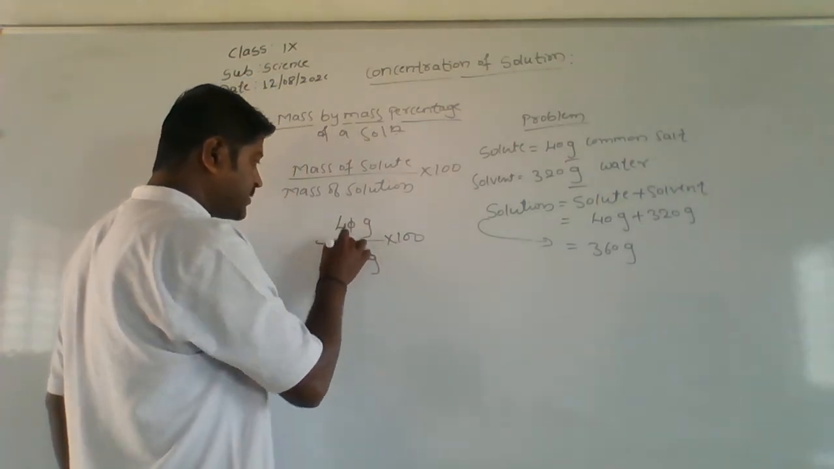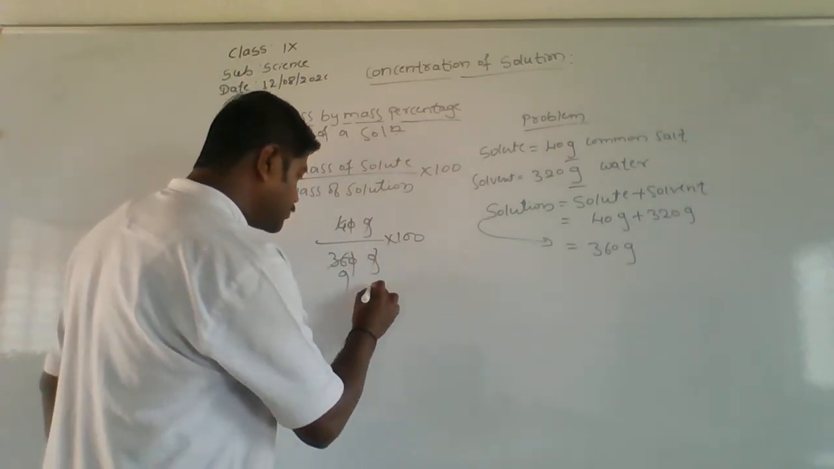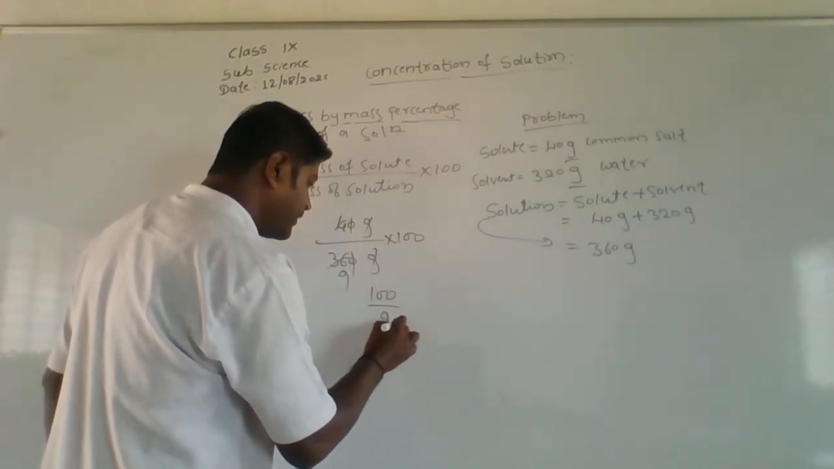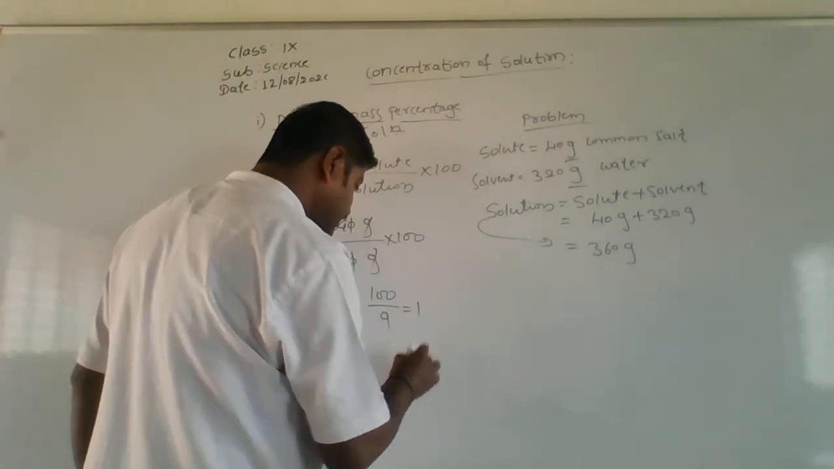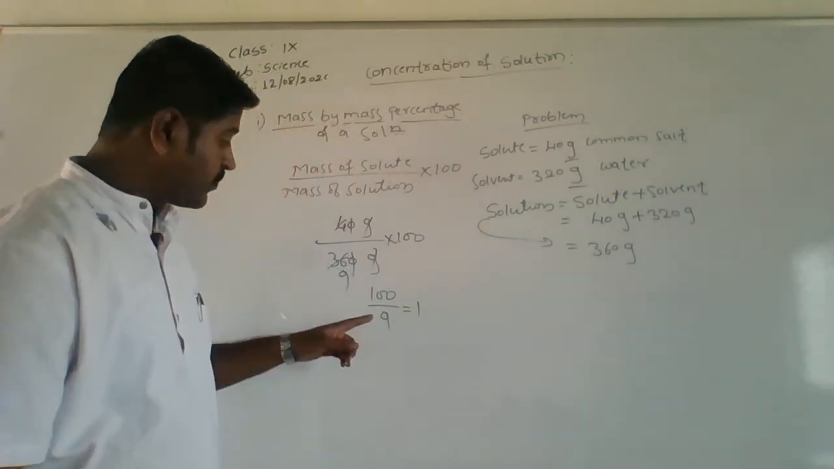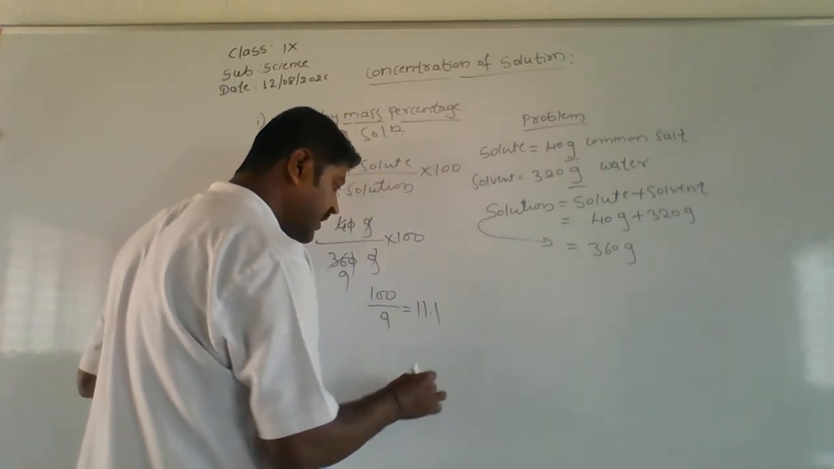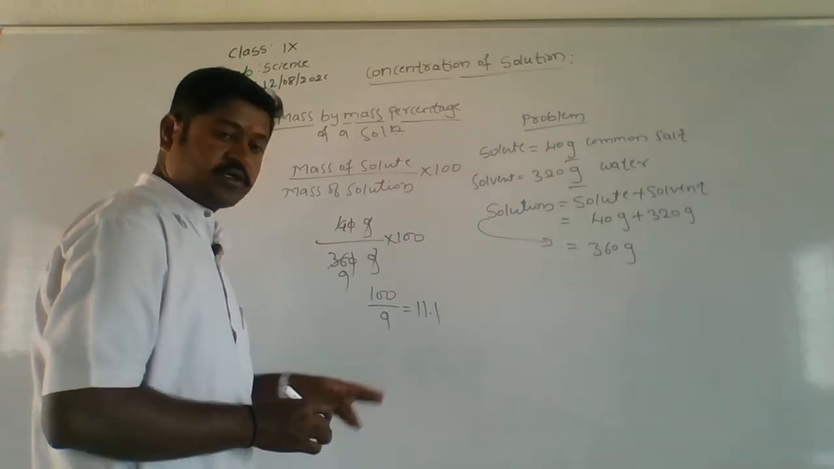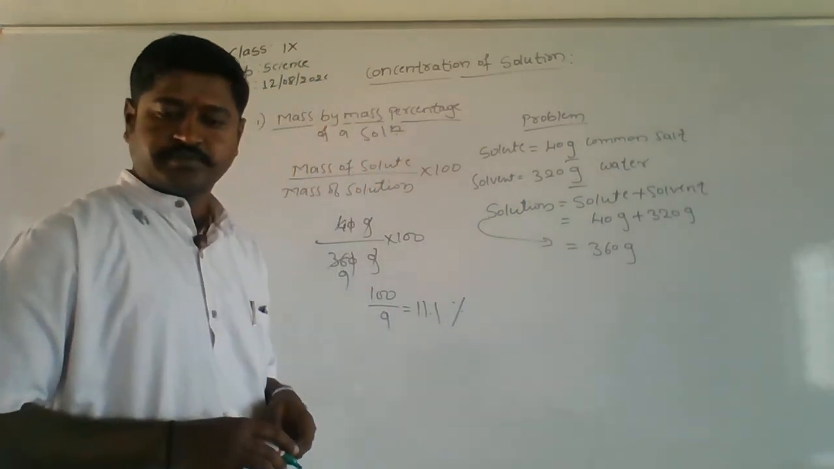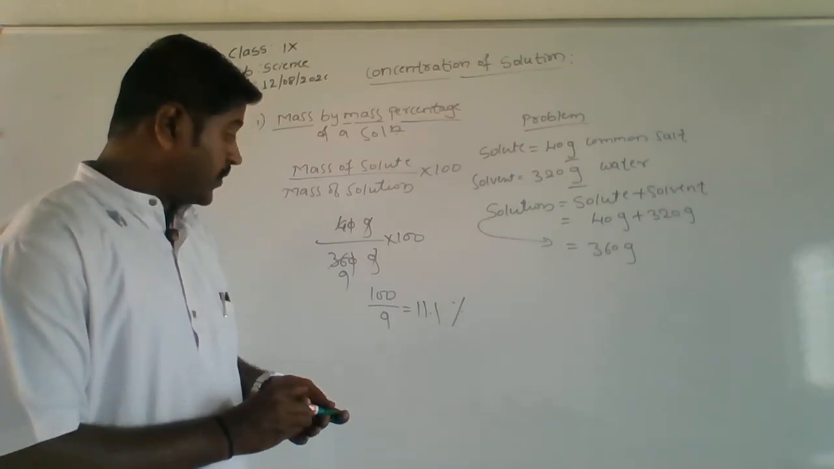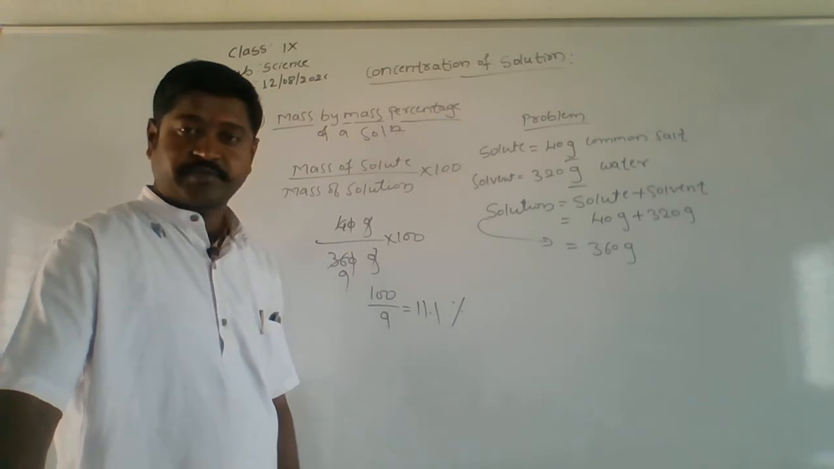Right? This cancels: 4 ones are 4, 4 nines are 36. So remaining is 100 by 9. How much are we going to get? 9 ones are 9, again 1 remains. Again it becomes 1, then we will take the decimal point. Again 1. So it becomes 11.1%. So 11.1% is the concentration.